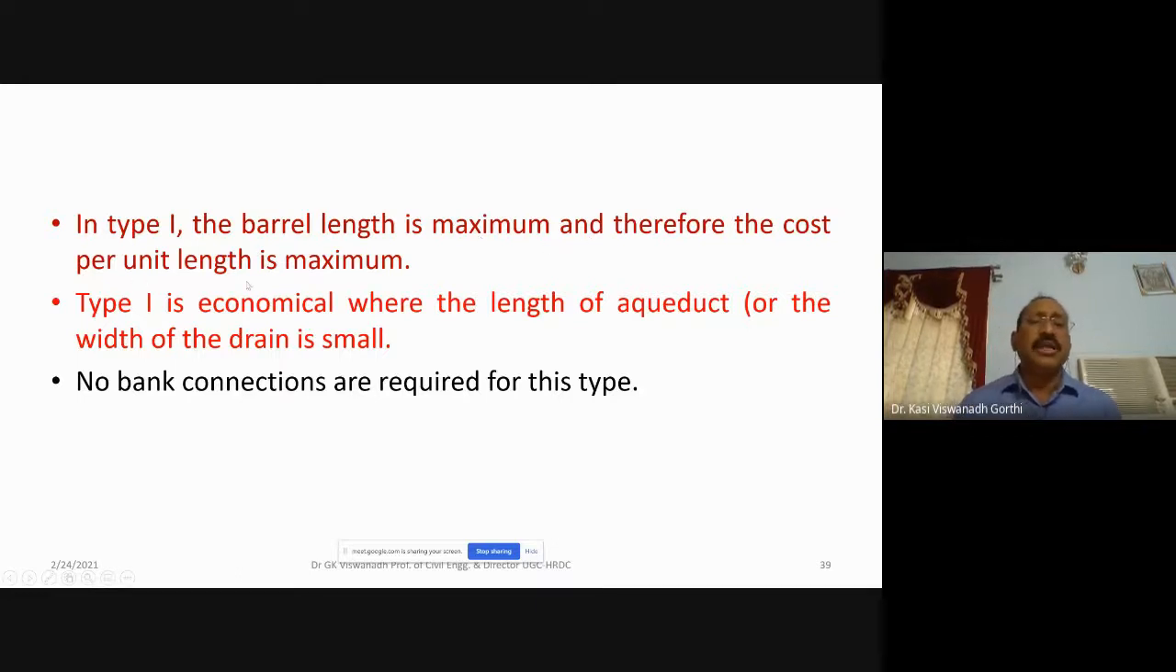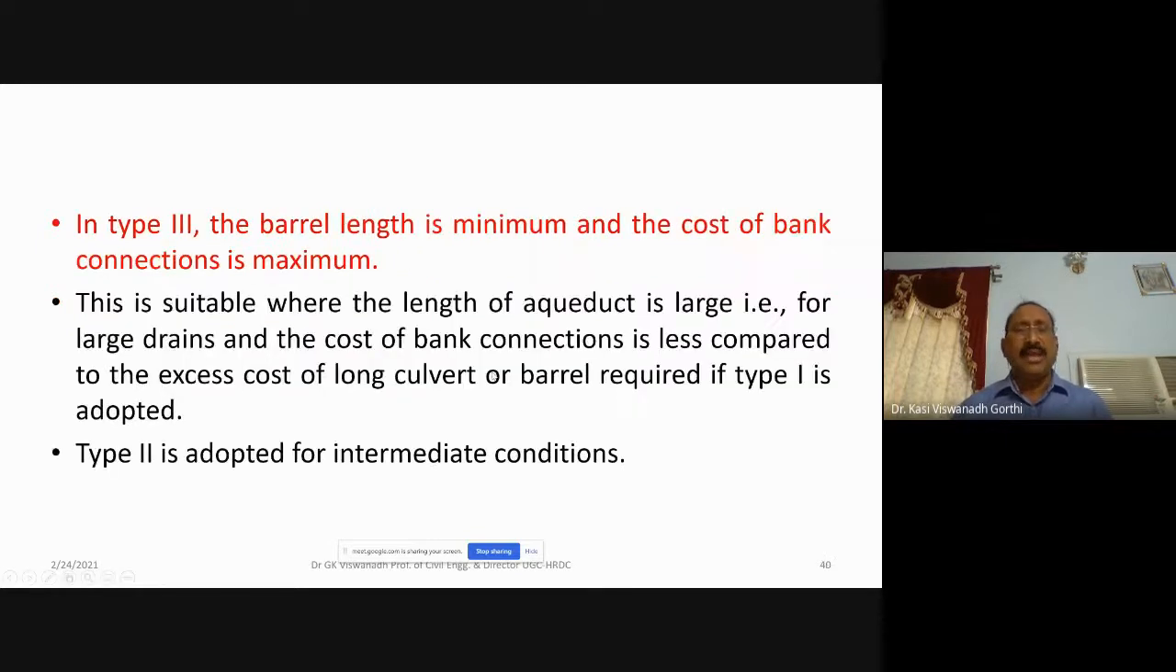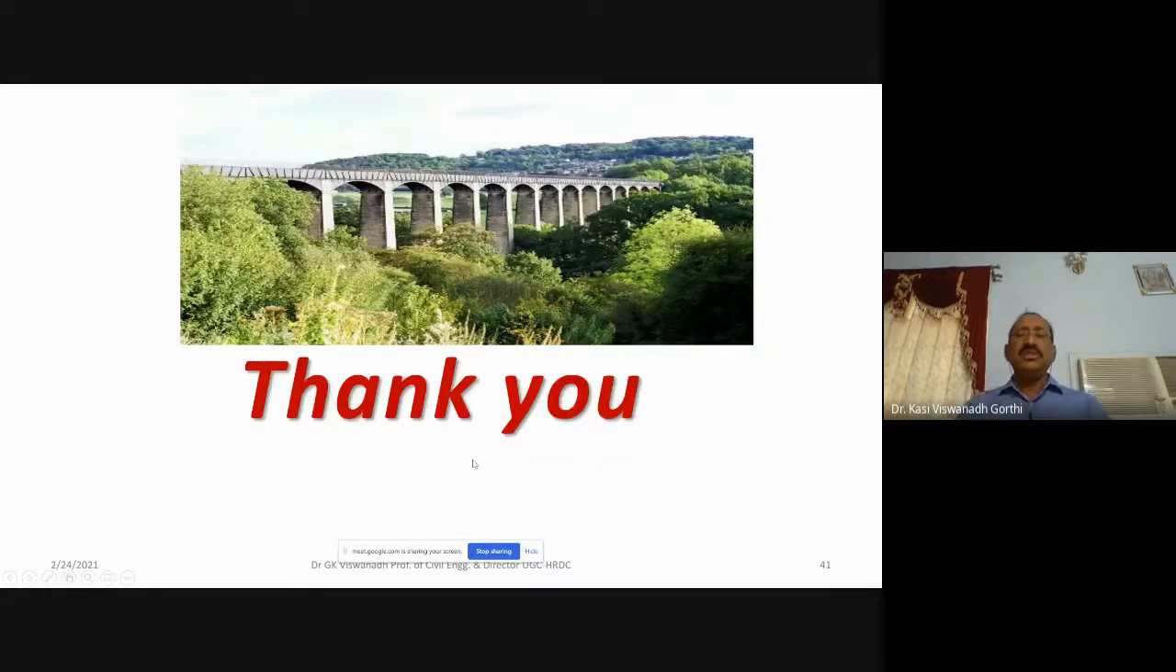Therefore, the cost per unit length is maximum. Type 1 is economical where the length of the aqueduct is very, very small, or the width of the drain, which is equal to the length of the aqueduct, is small, then type 1 becomes economical. No bank connections are required for this type. Whereas in type 3, the barrel length is minimum and the cost of bank connections is maximum. So this is suitable where the length of the aqueduct is large. So type 2 is adapted for, of course, the intermediate conditions. So this is how we have the cross drainage works.